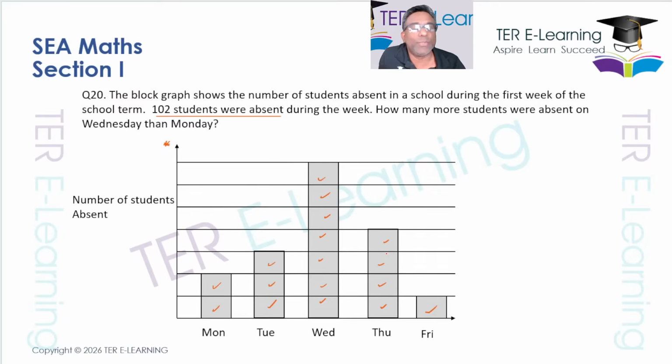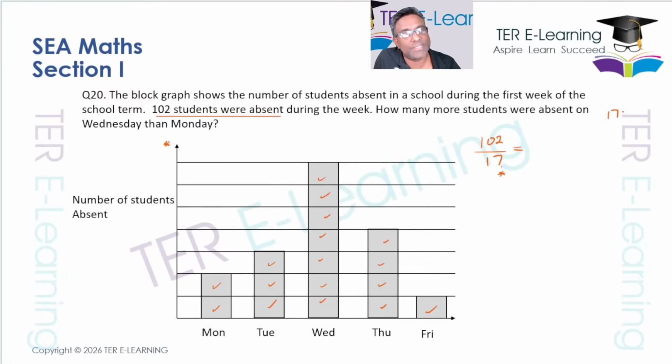And what we need to do, we need to figure out what is the value of one block. So we're going to take 102, and we're going to divide that by 17. Some of you will be like, well, I'm not too sure how I'm going to divide this. So what you can do, you can use trial and error here. You have 17 multiplied by what will give me 102.